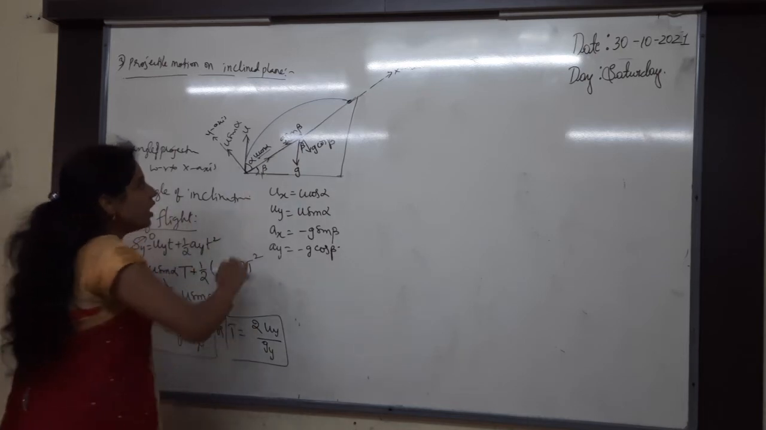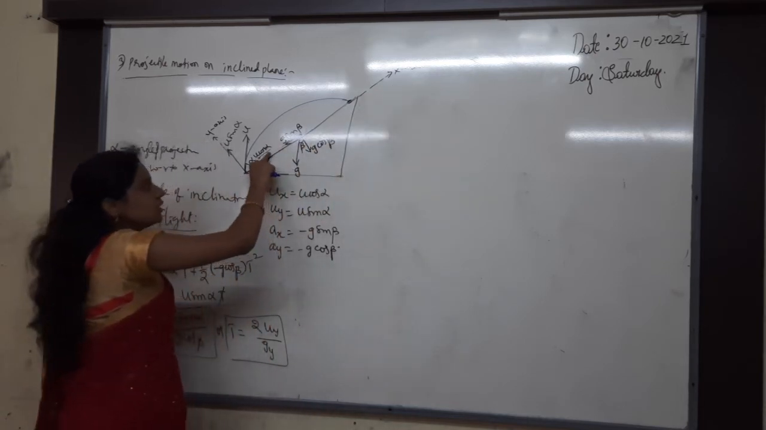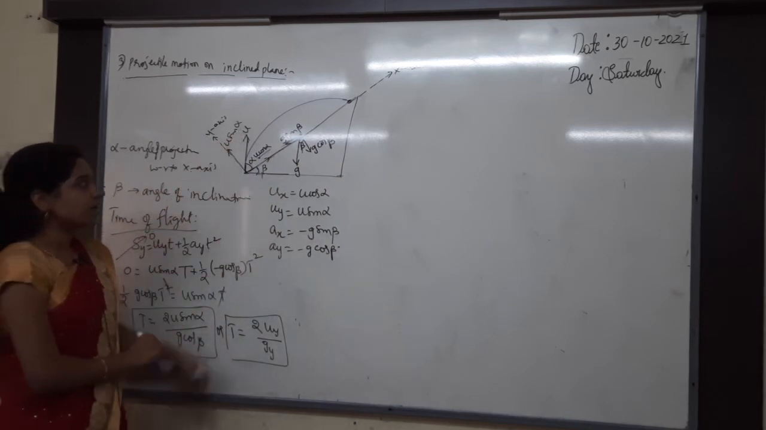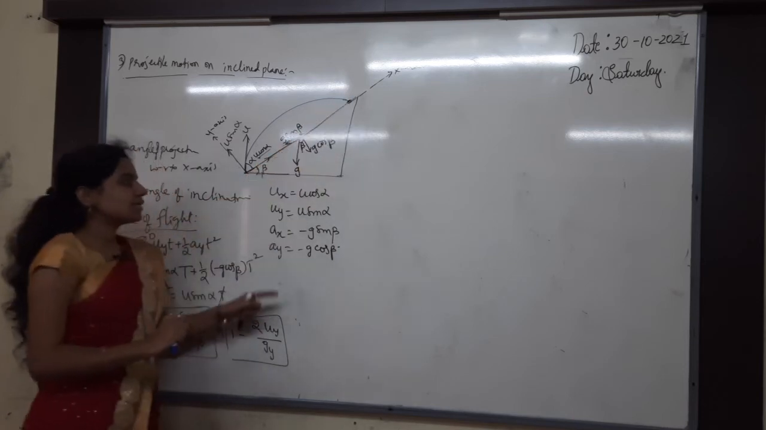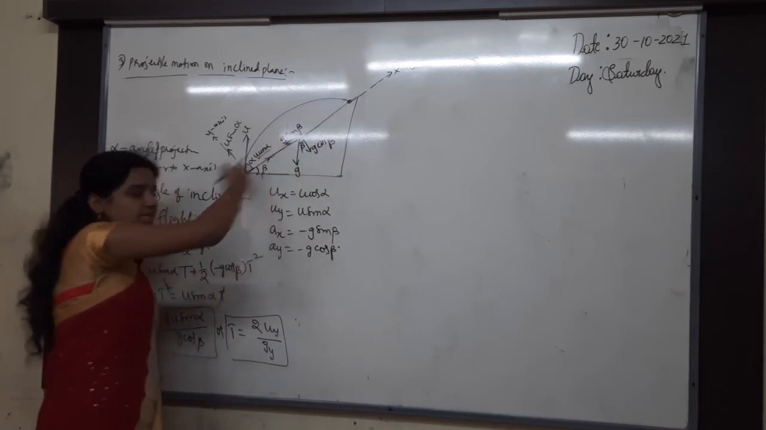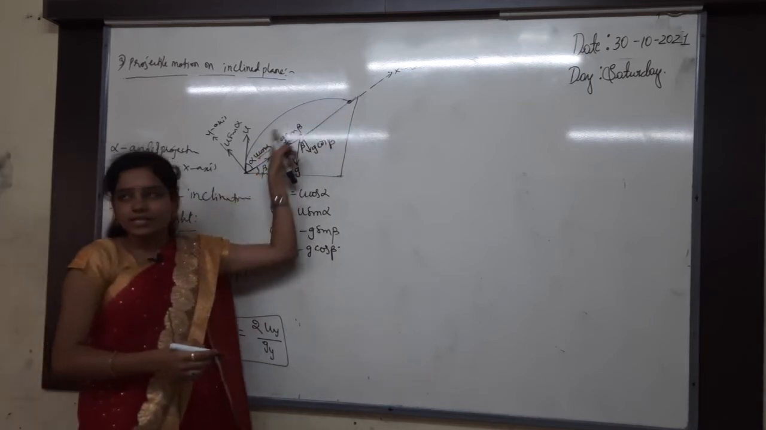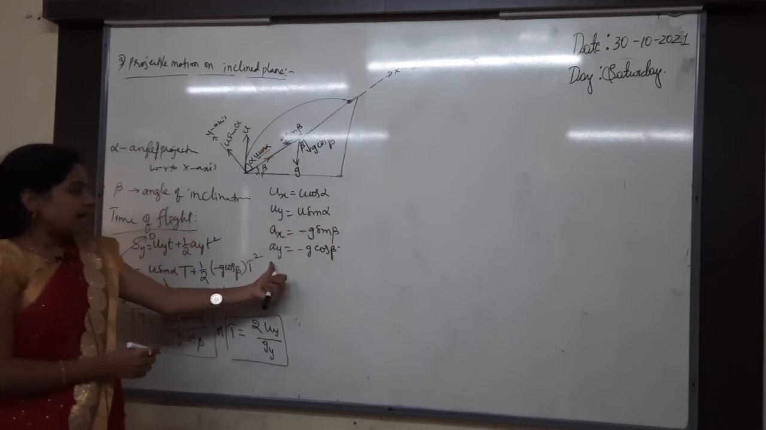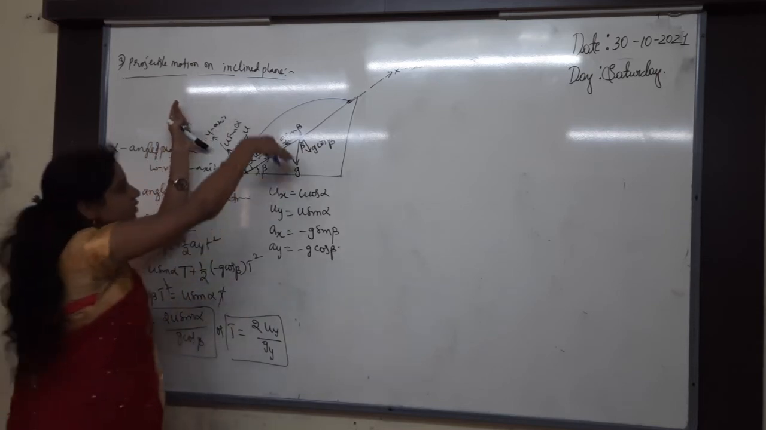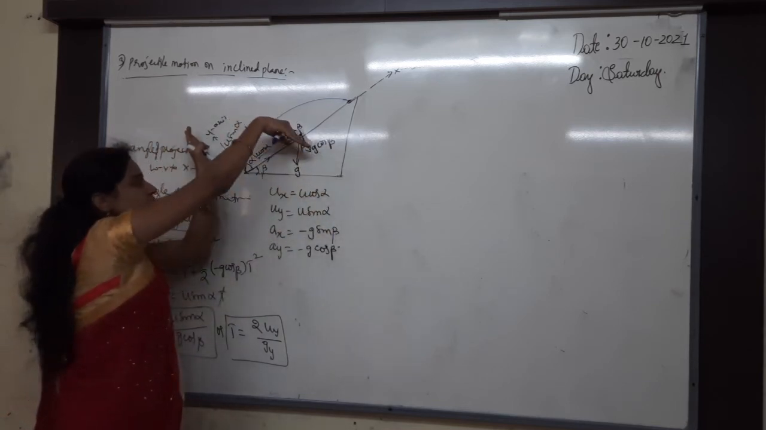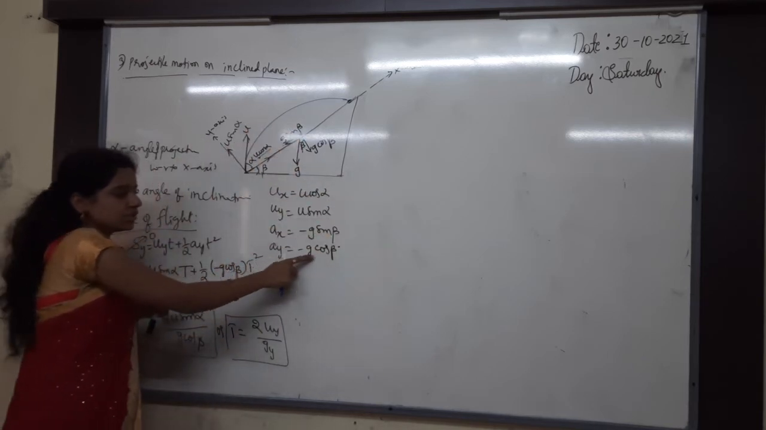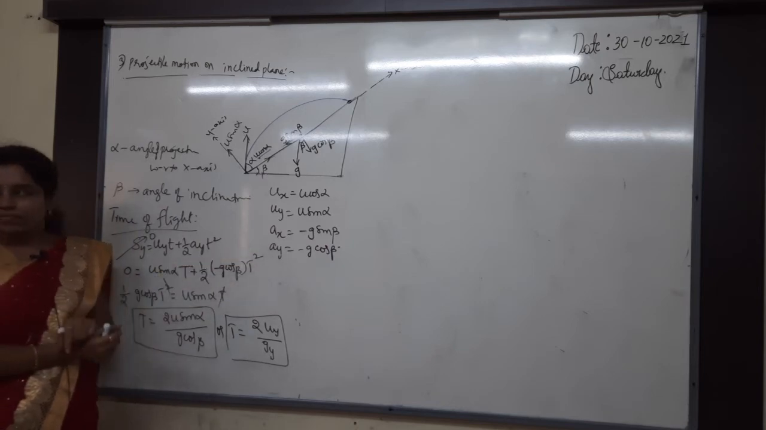Now, along the x-axis, the velocity is u cos alpha. Along the y-axis, the velocity is u sin alpha. Along the x-axis, the acceleration is minus g sin beta. Why? Because g sin beta is acting opposite to the positive x-axis. Correct? Then the acceleration along the y-axis: along the y-axis is upwards, but g cos beta is acting exactly downwards. See, both are parallel to each other, right? So ay is minus g cos beta, which I have considered here.